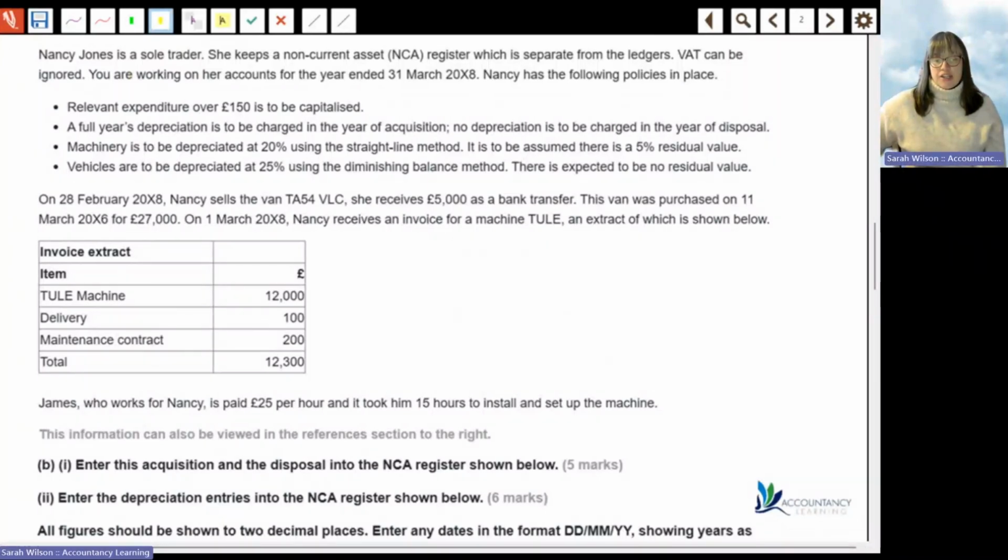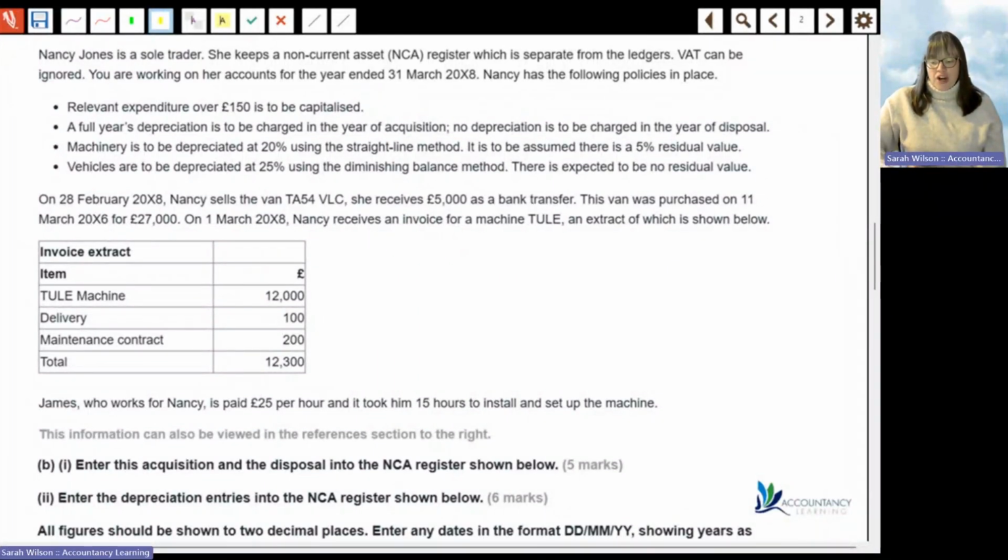Nancy Jones is a sole trader. She keeps a non-current asset register which is separate from the ledgers. VAT can be ignored. You're working on her accounts for the year ending the 31st of March 20x8, and Nancy has the following policies in place.